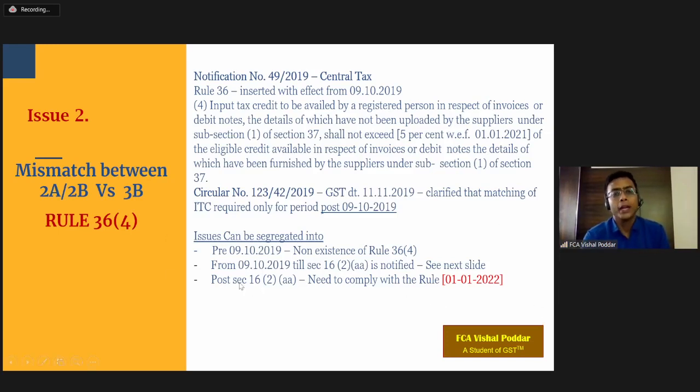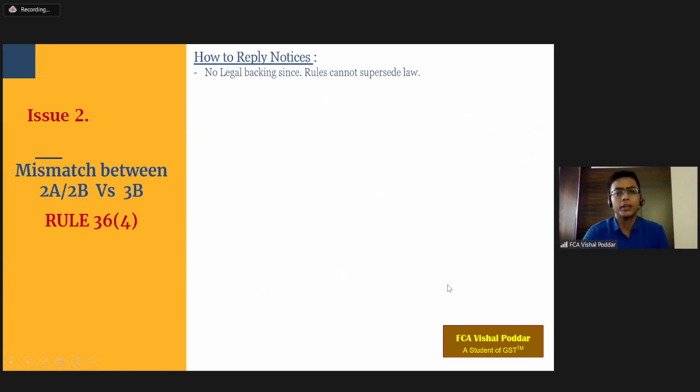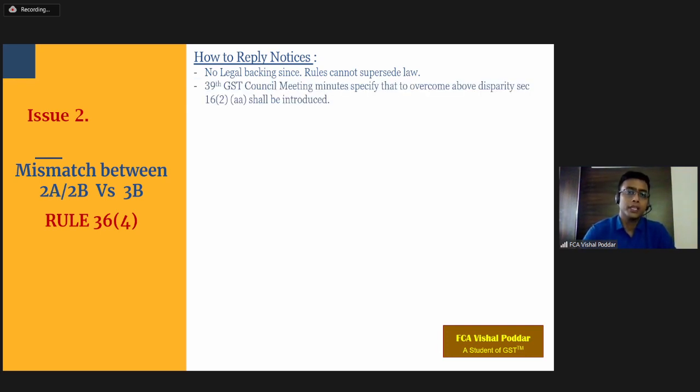Now, how to handle or counter the notices covering the period 9th of October 2019 till 1st of Jan 2022, let us discuss. First, even though there is a rule from 9th of October, you can always challenge it on the lines that rules always require some section as a legal backing. And till 1st of Jan 2022, that is the implementation of 16(2)(aa), there is no section backing Rule 36(4). Yes, there was Section 43A, which was added into the law, but it was never notified. So there is no legal backing for Rule 36(4) till 16(2)(aa), that is 1st of Jan 2022.